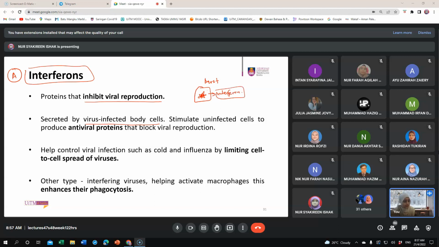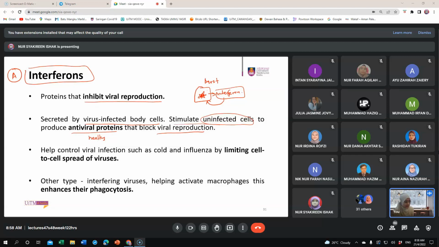So this interferon is not for the cell itself. It goes to another cell that is not yet infected by the virus. So this stimulates uninfected cells, the healthy cells that are not infected yet by the virus, to produce antiviral protein. So the healthy cell will produce the antiviral protein. This protein will block the entrance of the virus in the healthy cell, and that blocks the viral reproduction. So it helps control viral infections such as cold and also influenza by limiting cell-to-cell spread of the virus.